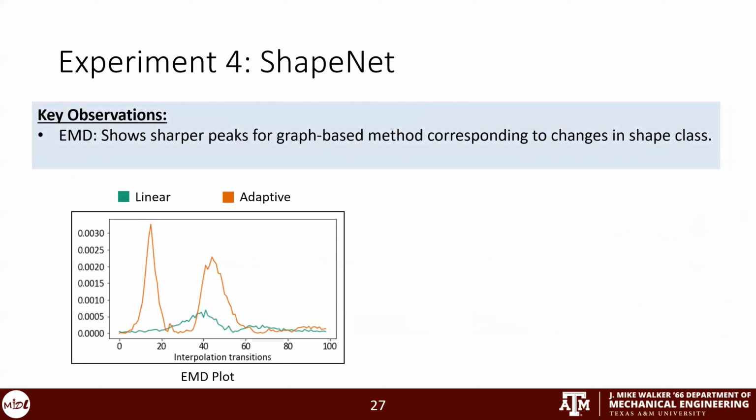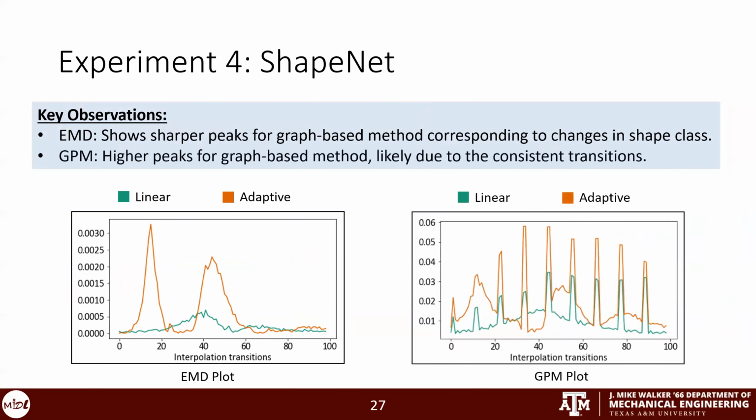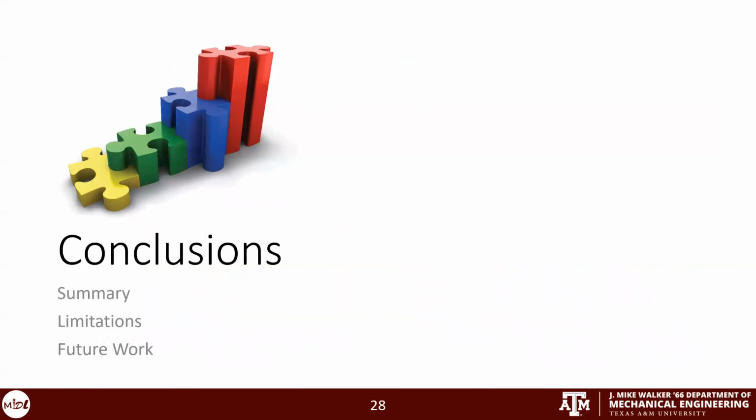Moving on to the metrics, the EMD plot shows sharper peaks for the adaptive graph-based method that correspond to changes in class of shapes. The GPM plot also shows higher peaks for the graph-based method, likely due to the consistent changes in the interpolated 3D shapes. That concludes all of our experiments and results. I'll now sum up the key takeaways, the limitations, and the future direction of our work.